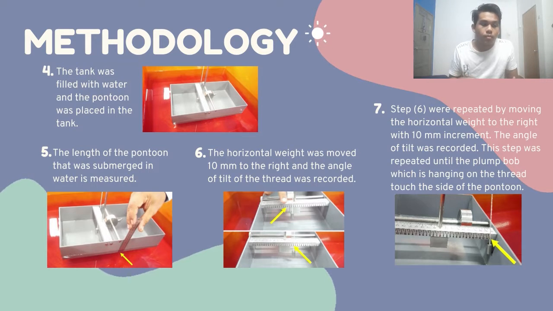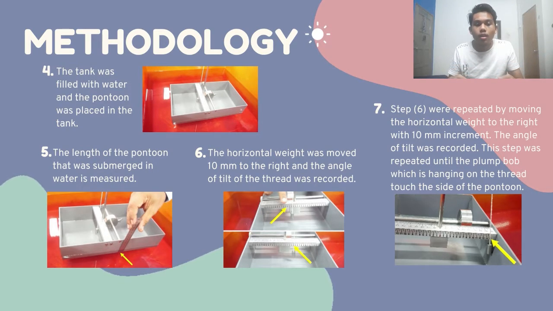For the fifth step, the length of the pontoon that was submerged in the tank is measured by using a standard ruler. For the sixth step, the horizontal weight was moved 10mm to the right, and the angle of the tilt of the thread was recorded.